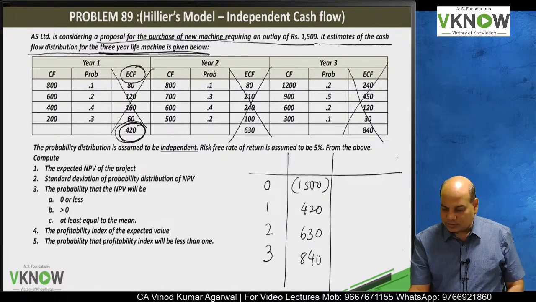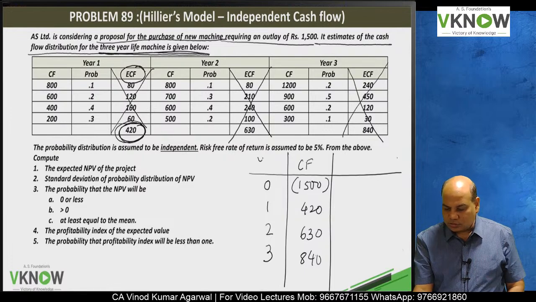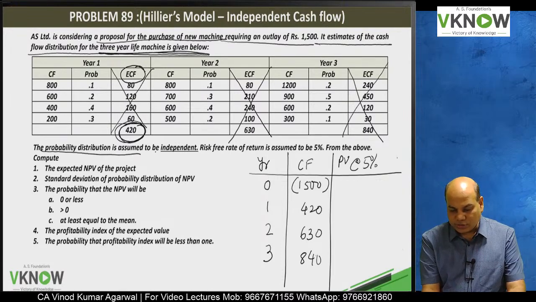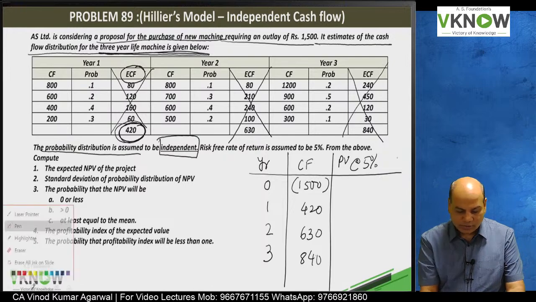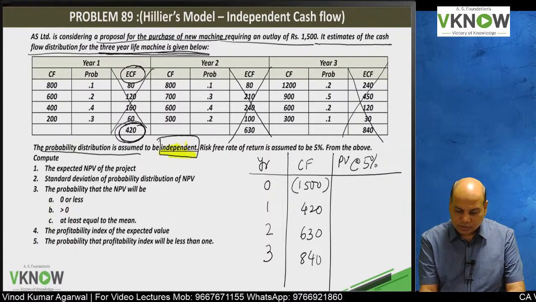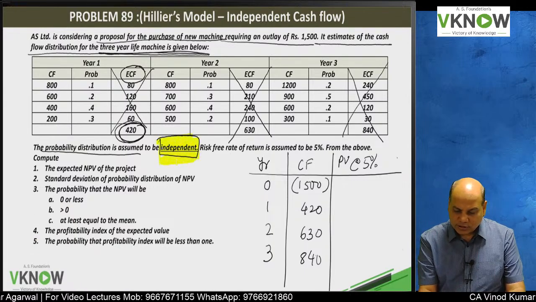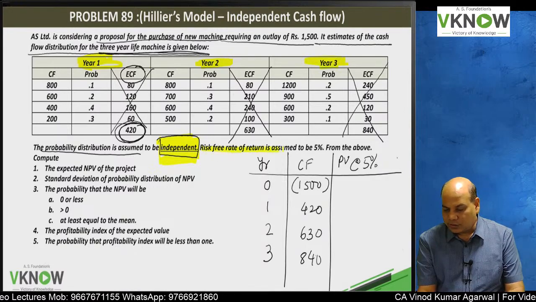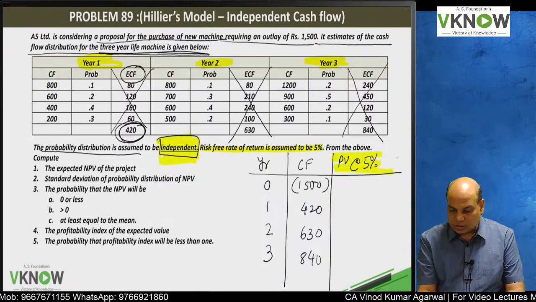So this will be my cash flow and this is year, and then we have to find present value at 5%. Probability distribution is assumed to be independent. Please underline, because my formula for standard deviation will depend on whether cash flows of year 2 are independent of year 1 or not. Risk-free rate is 5%. So I will use 5% discount rate. Then from the above compute expected NPV.